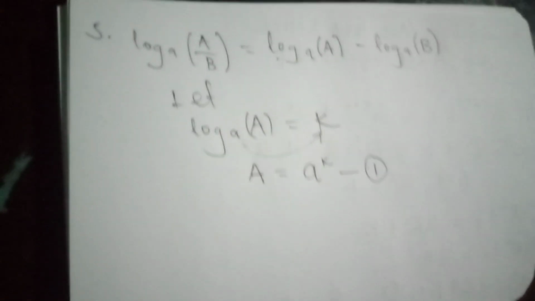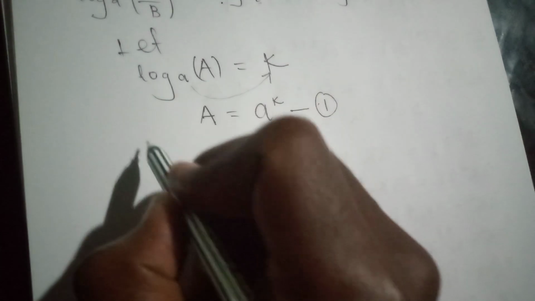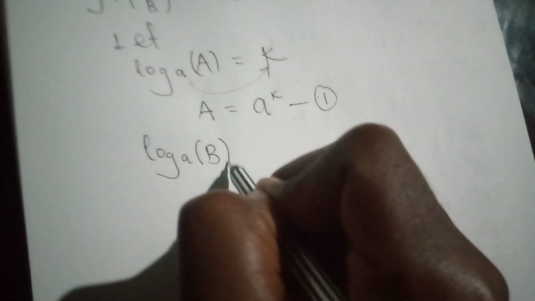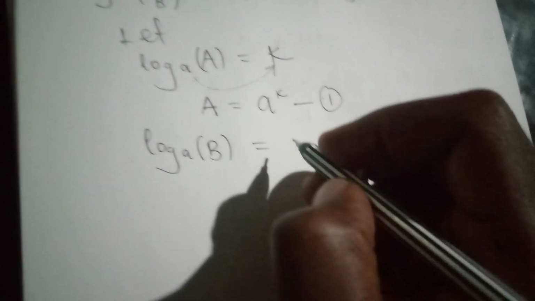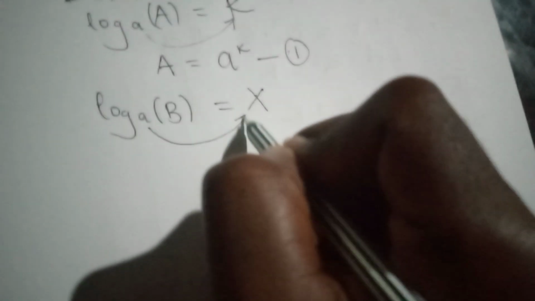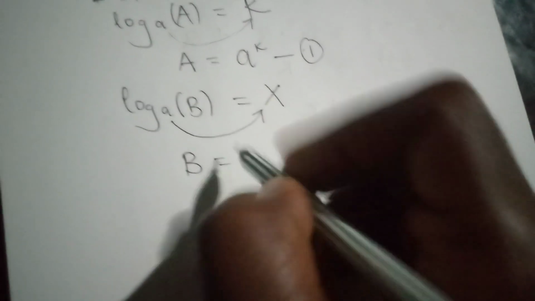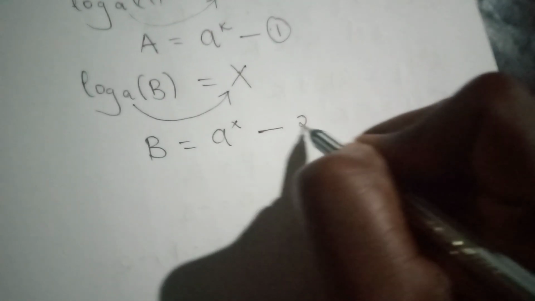And then the second one, get the one that has remained on that side. So log a of b is equals to any letter of your choice, that is x. So this one is going to shift that one. So that is b is equals to a to power x. That is your equation 2.